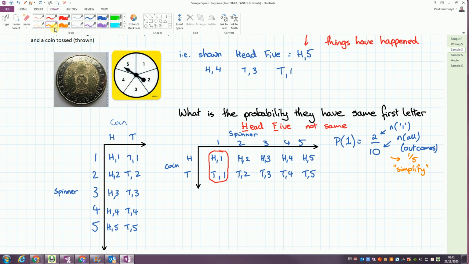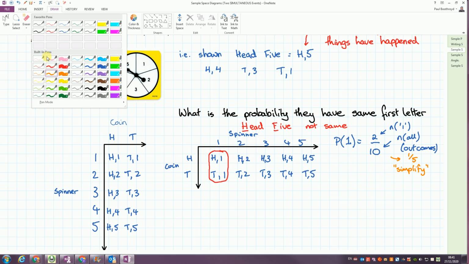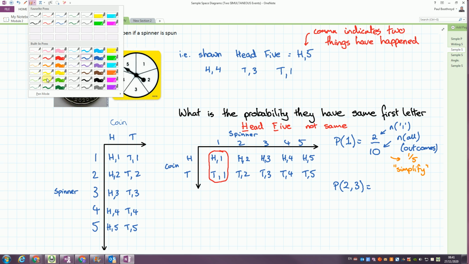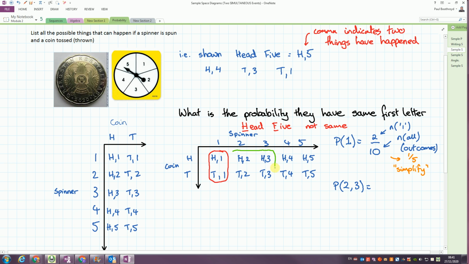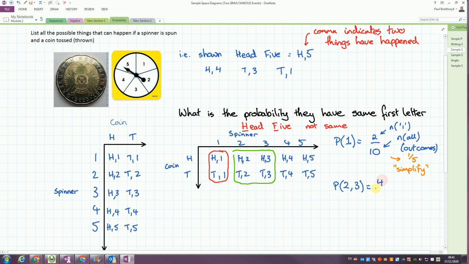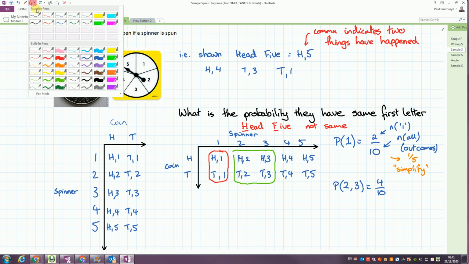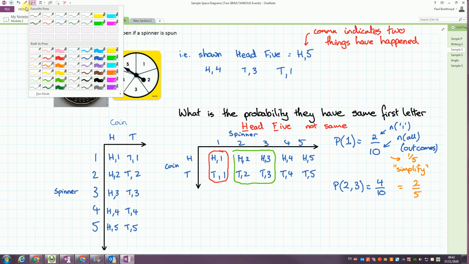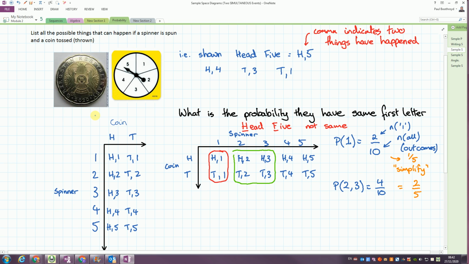So we could also say, what's the probability from the diagram of a 2 or a 3? 2 or a 3. Are those 4 out of 10? So we've got 4 out of 10, and I can simplify it to 2/5, only if you have been told to. Okay? But there is an oddity.